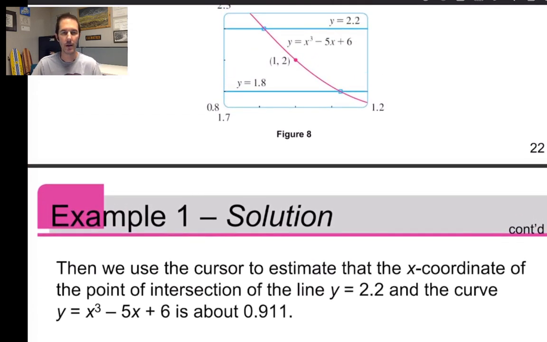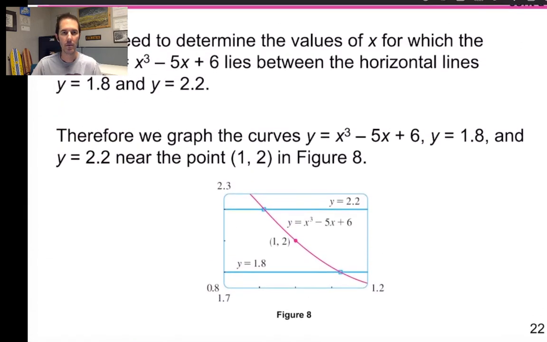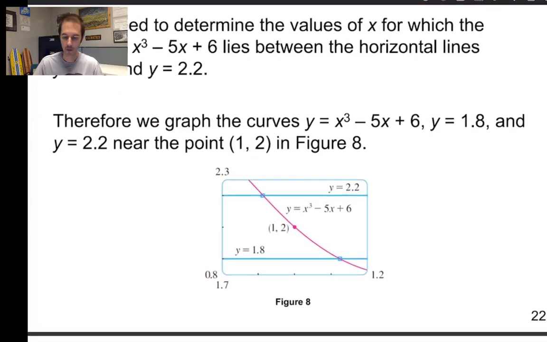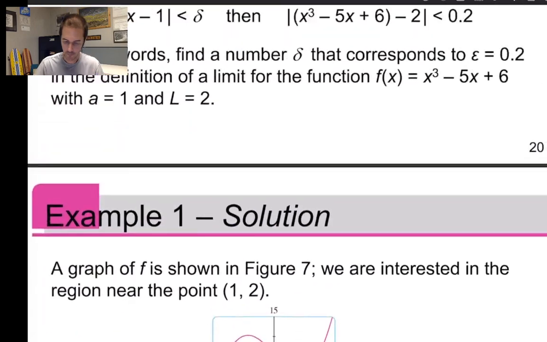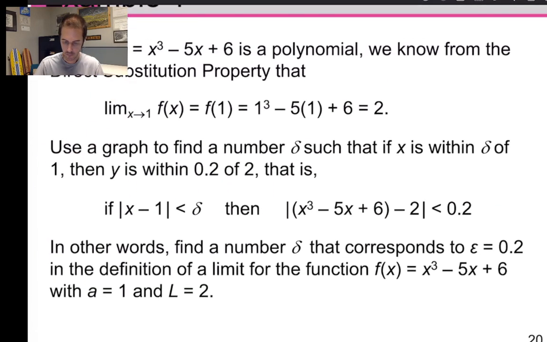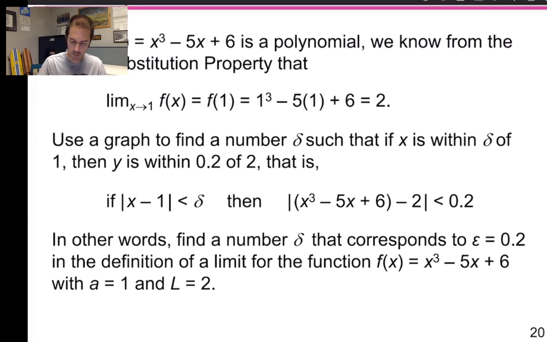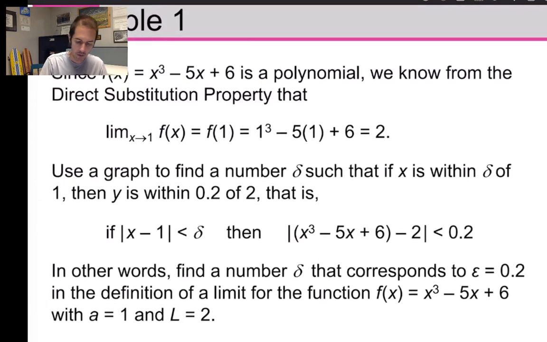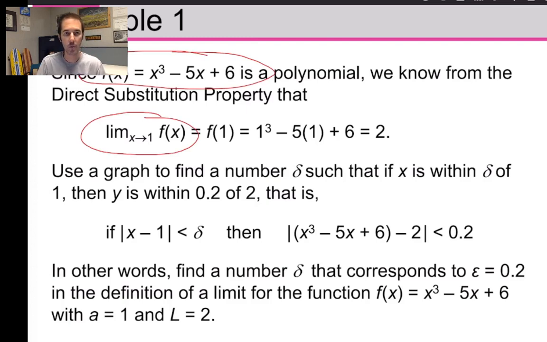It's worth mentioning here that given this particular function, y equals x to the third minus 5x plus 6, if we're told that our epsilon value is 0.2... So we're given this function. We're asked for the limit of our function as x approaches 1. It's a polynomial, so we're able to do direct substitution and determine that the limit is equal to 2.